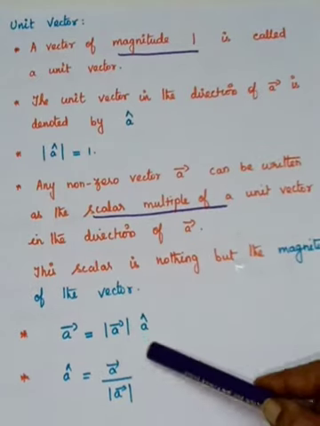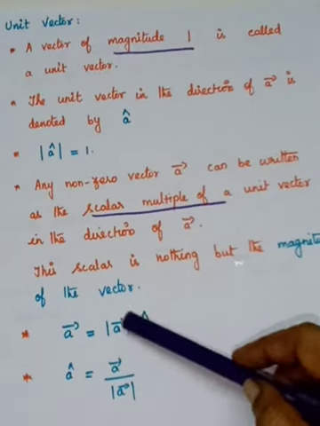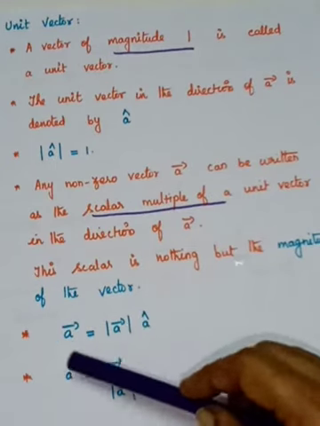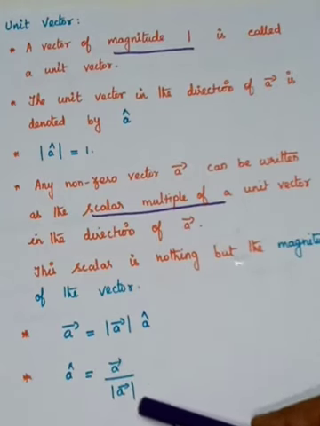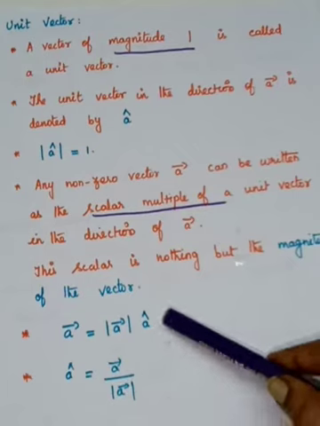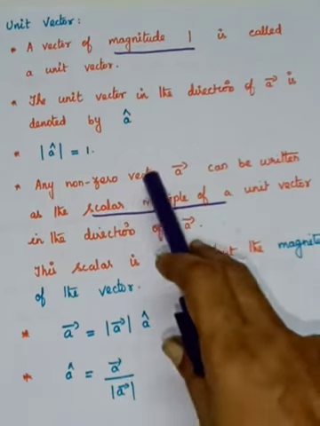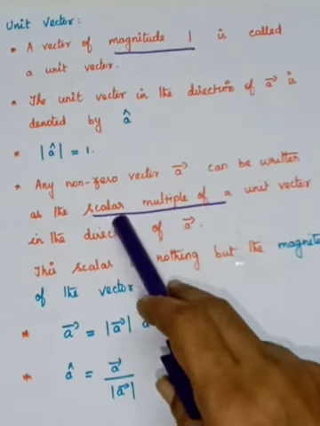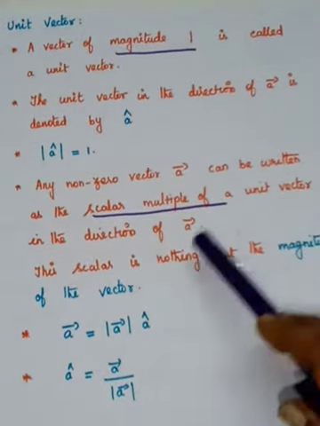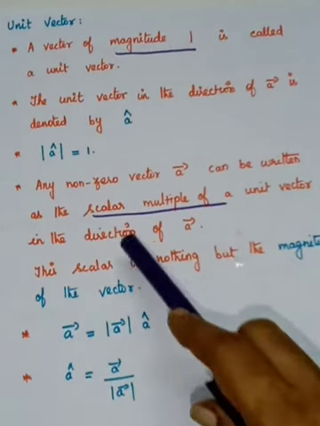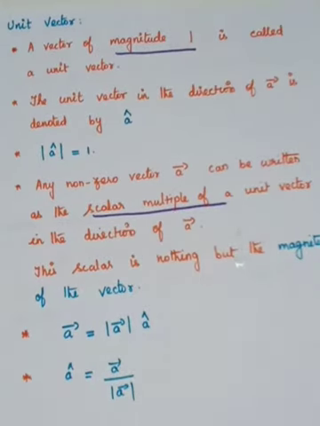And from this, if you want to find A cap, what you have to do? The modulus of vector A has to be written in the denominator. So A cap is equal to vector A by modulus of vector A. These two results are very, very important. So any non-zero vector can be written as a scalar multiple of a unit vector. The unit vector is A cap, and the scalar, that constant, is nothing but the magnitude of that vector.